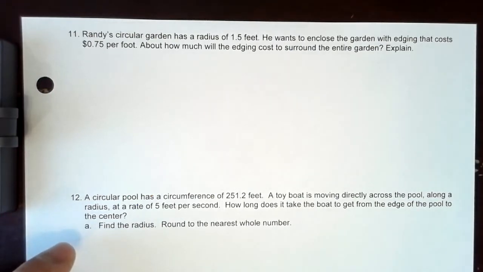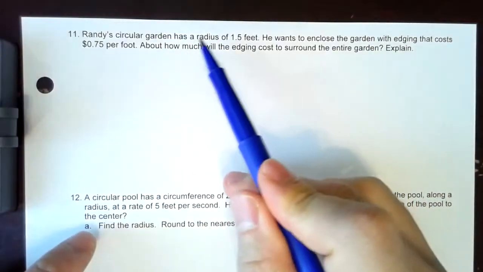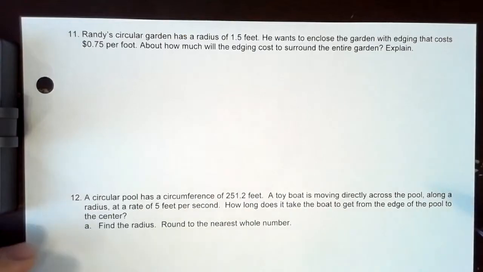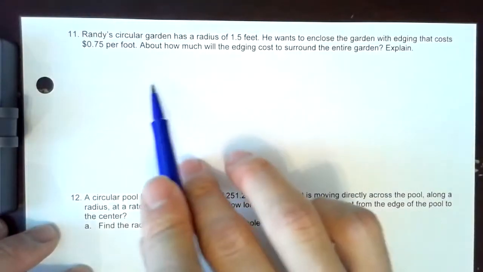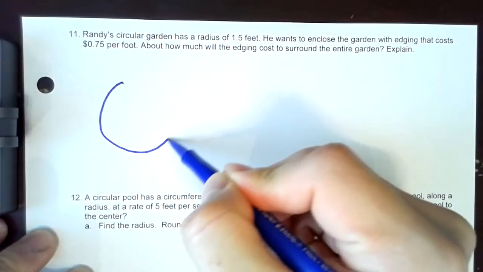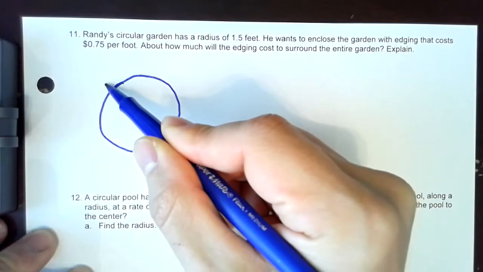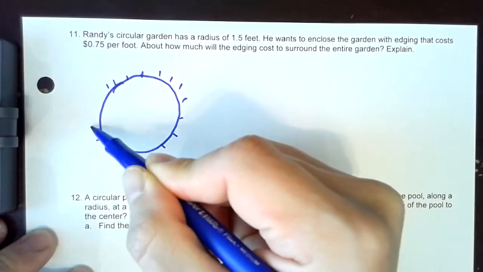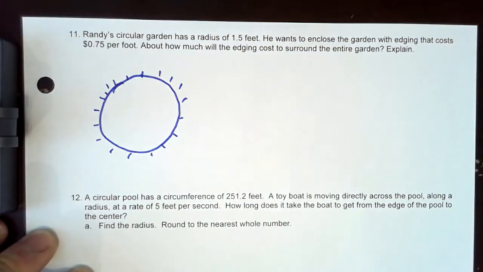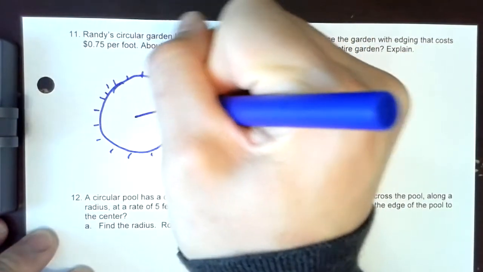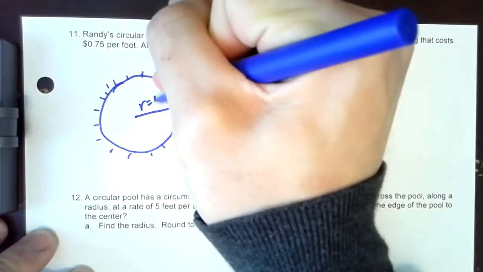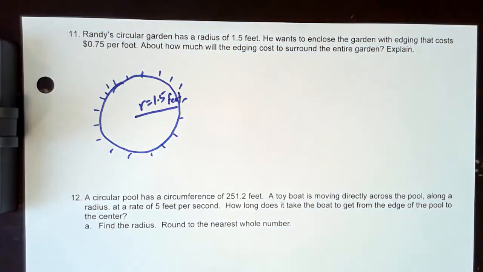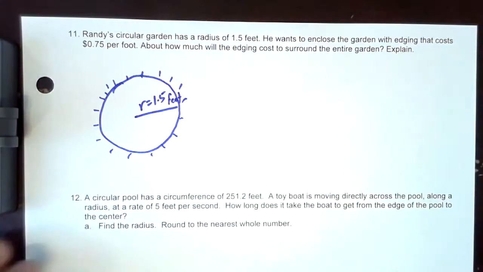Okay, so this is a realistic example of someone that has a garden with a radius of 1.5 feet. That's actually decently small. And Randy wants to create a gate, right? He wants to create a gate for this garden and kind of like a fence. And he's trying to see how much fencing he needs to go around the entire garden. Okay, so let's go ahead and just draw a little bit that the radius is 1.5. And he also says that it's 75 cents per foot.